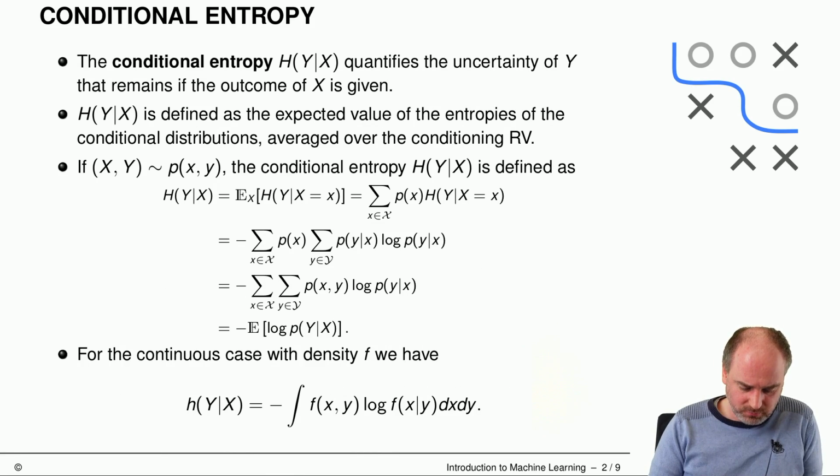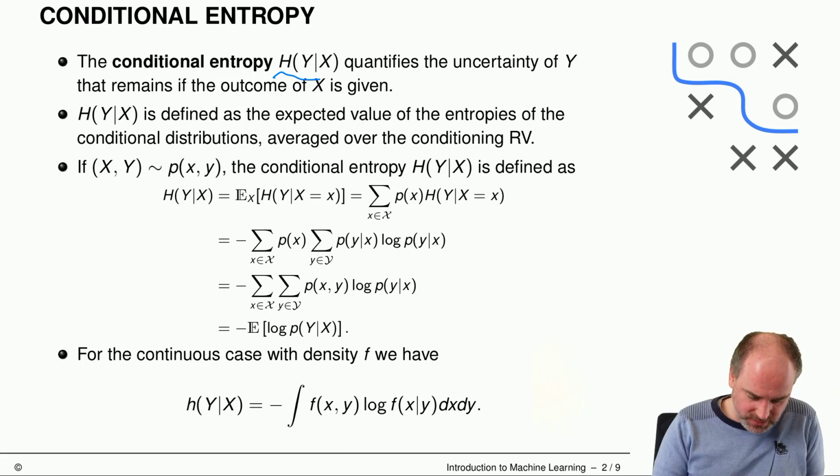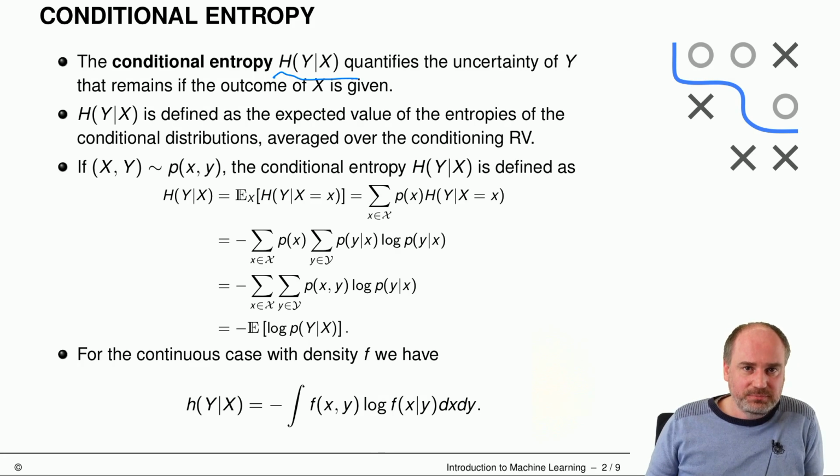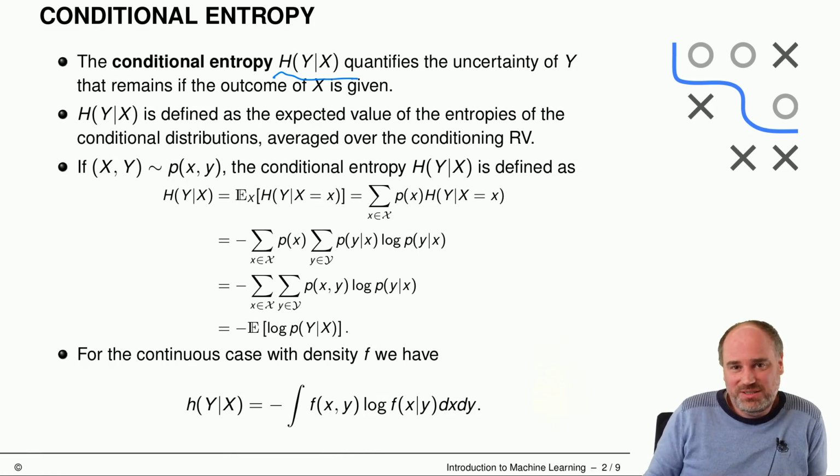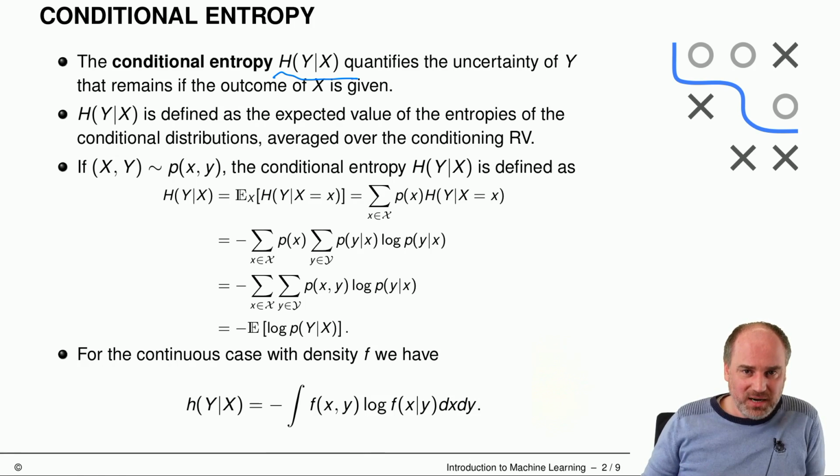Conditional entropy, I would write as eta of y given x. This should quantify the uncertainty of y that remains if we already know the outcome of x. Hopefully you can very soon see that there's a straightforward and direct connection to conditional distributions, conditional densities, and conditional random variables. We define the conditional entropy as the expected value of the entropies of the conditional distributions when we average over the conditioning random variable. That sounds complicated, but it actually is not.